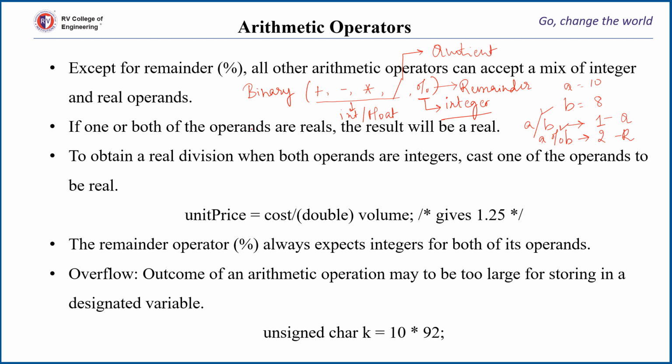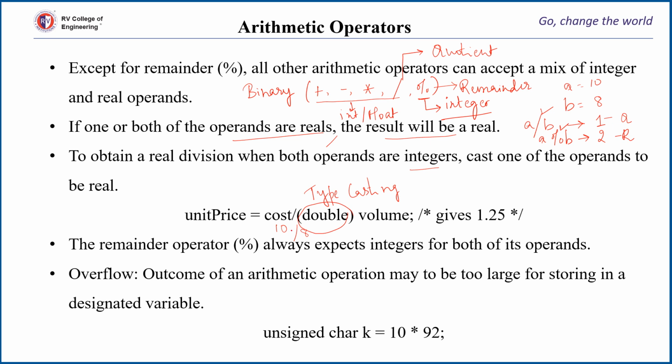Now, in the case of the division operator, if both the operands are real, obviously the result will be real. If both the operands are integers, even though the result might be a real number, you will not get the appropriate answer. In that case, we do something called typecasting. This is usually done to get the appropriate answer. For example, I have cost equal to 10 and volume equal to 8. This is not a perfect integer division.